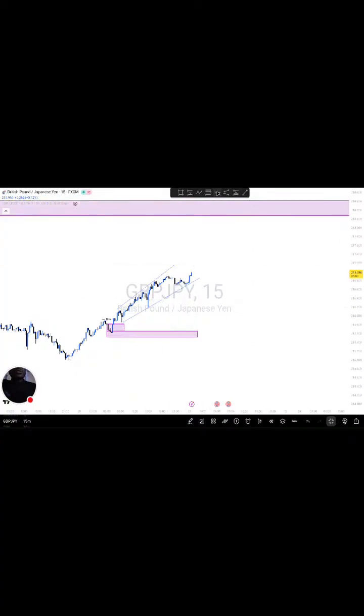Now, what I will be expecting the market to do here right now is just to reverse, to do something like this, reverse into this zone and enter this zone. So this is what I'll be expecting the market to do.